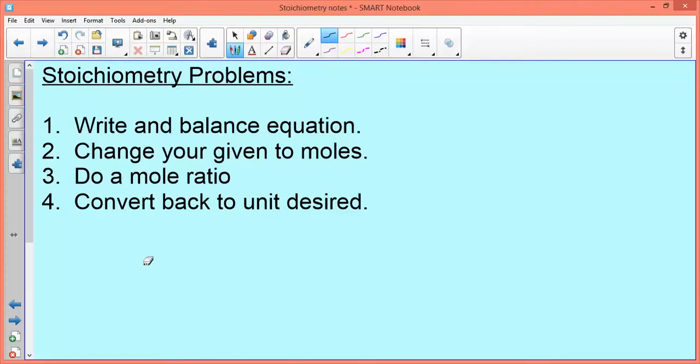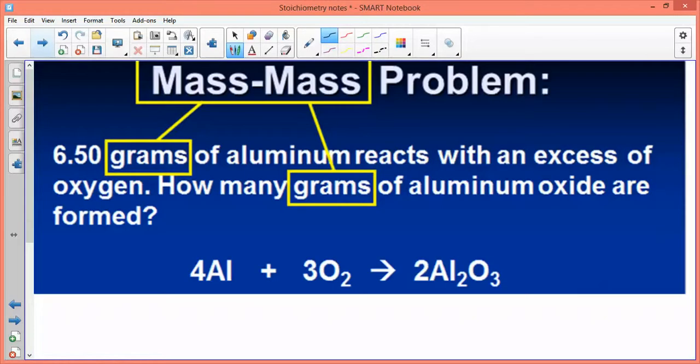First example: 6.50 grams of aluminum react with an excess of oxygen. That just means you have more than enough oxygen to react with all of your aluminum. How many grams of aluminum oxide are formed? So that says that we have 6.5 grams of aluminum, so I'll write it right here. And it wants to know how many grams of aluminum oxide. So this is where we're going, X grams. So the first step is to write down our given, which is 6.5 grams of aluminum.